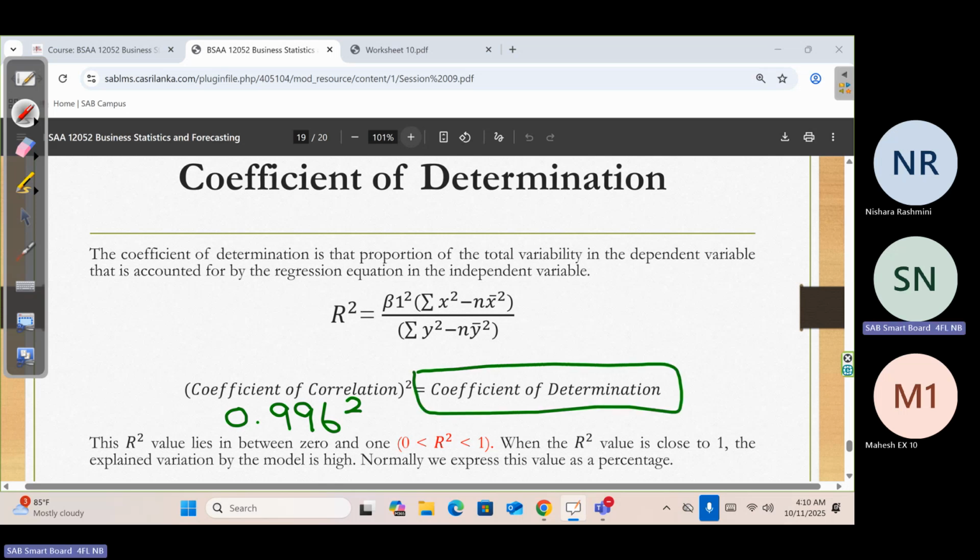Coefficient of determination. No need to use this formula to get the coefficient of determination.